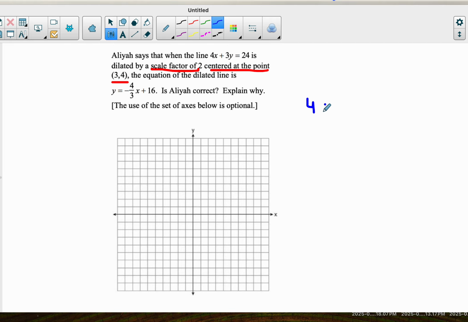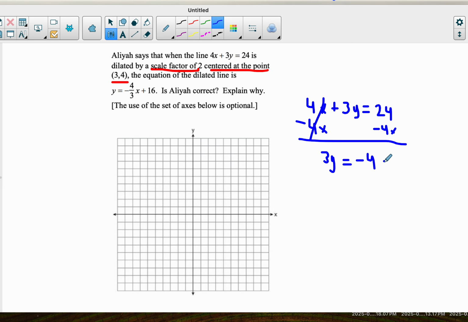We can take the original line and put it into y equals mx plus b form, so we can clearly see what the slope and the y-intercept is. So let's move everything away from the y. We're going to subtract 4x from both sides. And we have 3y is equal to negative 4x plus 24. So it's in y equals mx plus b form. Then we can just divide everything by 3 to get the y by itself.